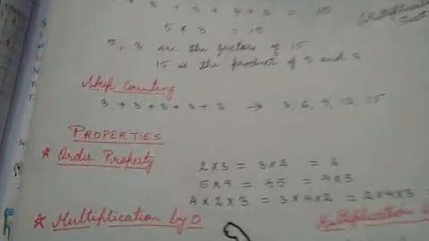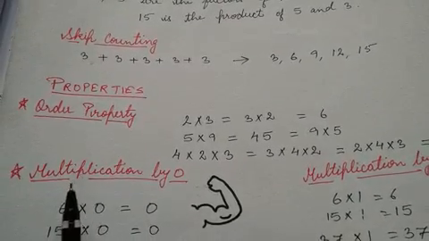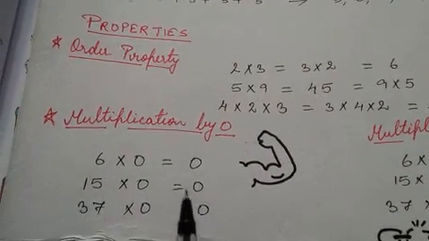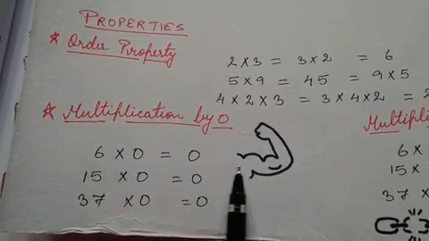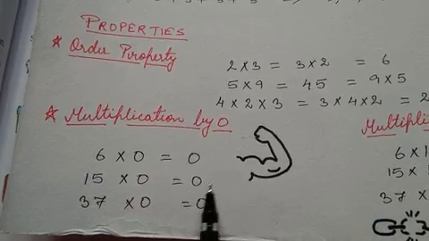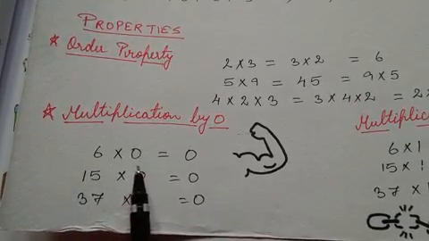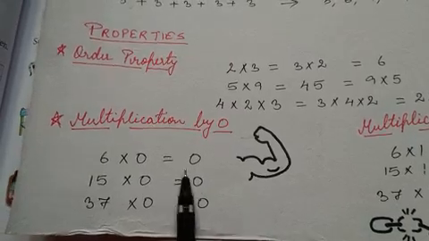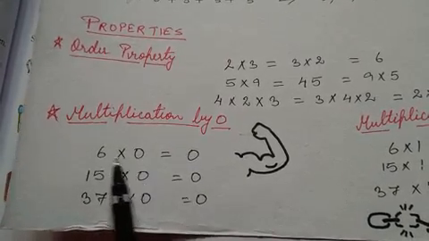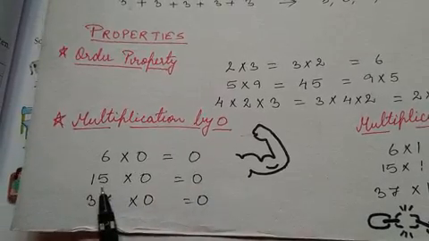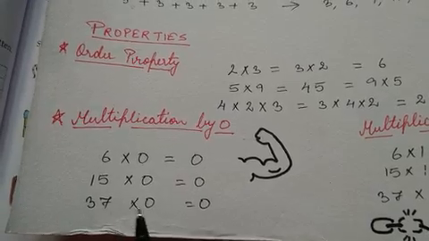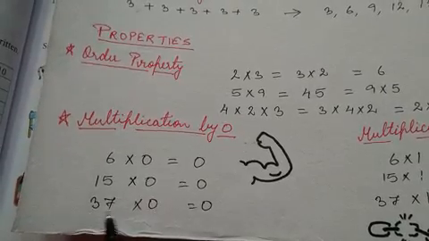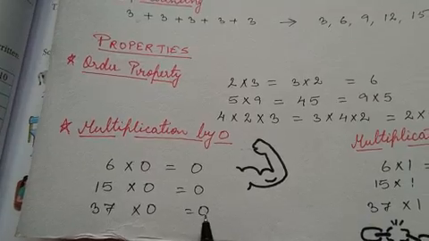Now there is another property, multiplication by 0 and multiplication by 1. Let us see multiplication by 0 first. Now 0 is known as very powerful, so I have given this sign. 0 is a very powerful number. If we multiply 0 by any number, it turns to 0. 0 has the power to change any number to 0. Whether it is 2 digit, 3 digit, whichever digit it is, if we multiply it by 0, the answer turns to 0. If we multiply any number by 0, our answer turns to 0.